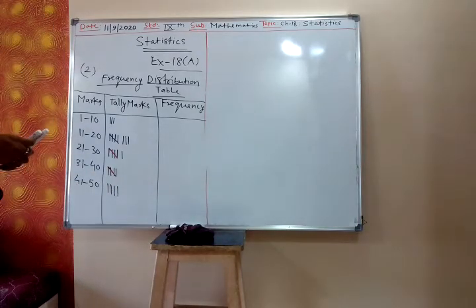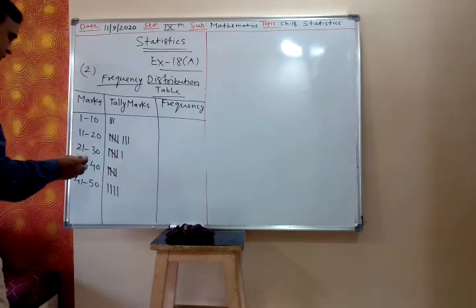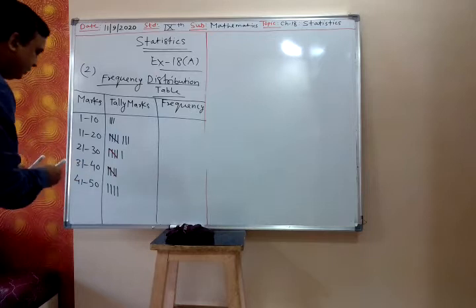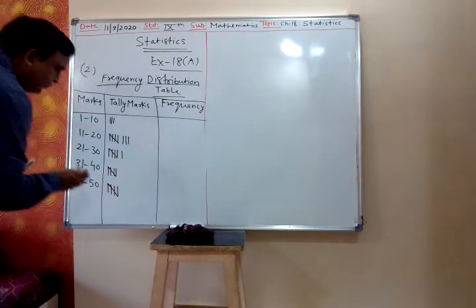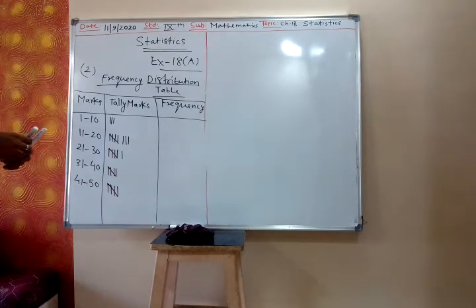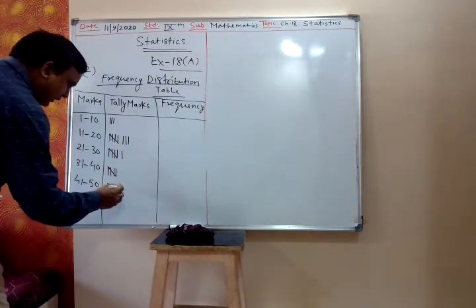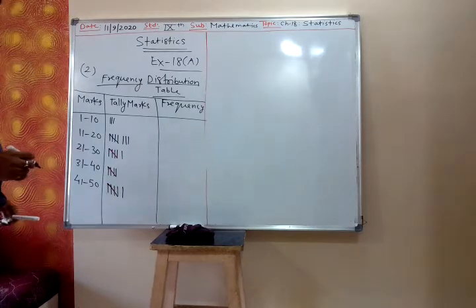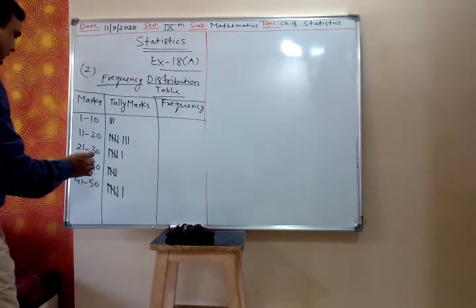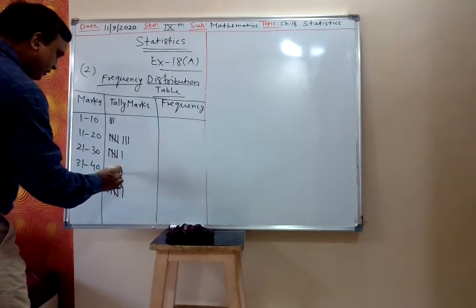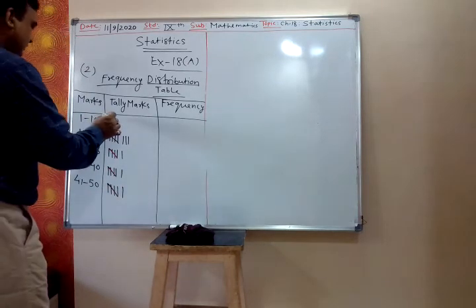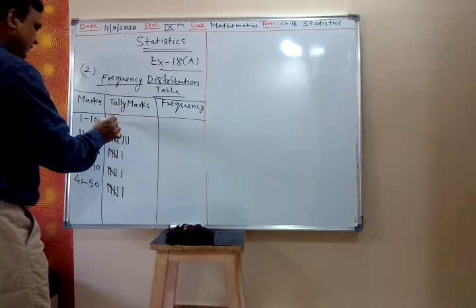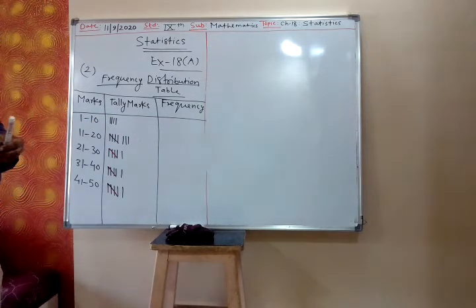Then 32, okay. Now 47, between 41 to 50, so that is the fifth stroke, you will write across. Then 44, you will write in 41 to 50, then 33, between 31 to 40, then 1, between 1 to 10.